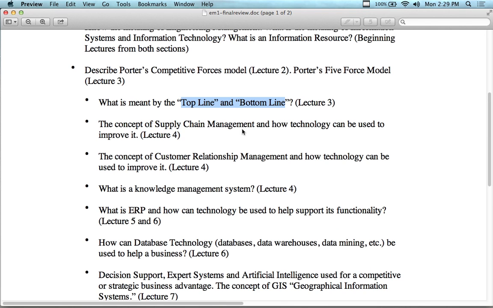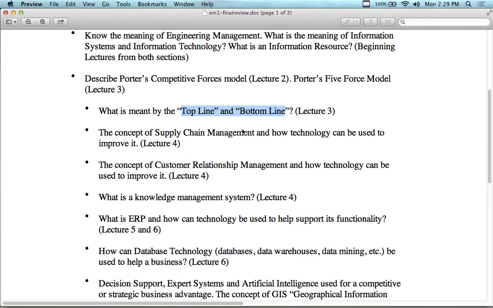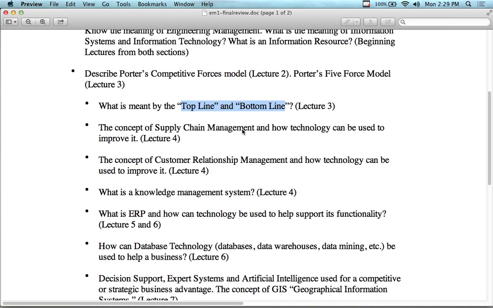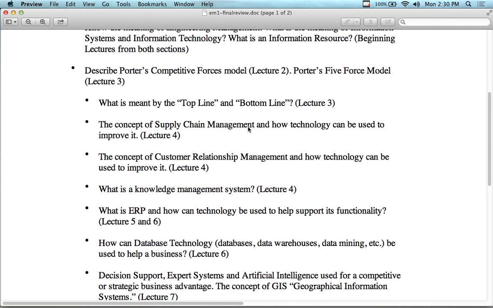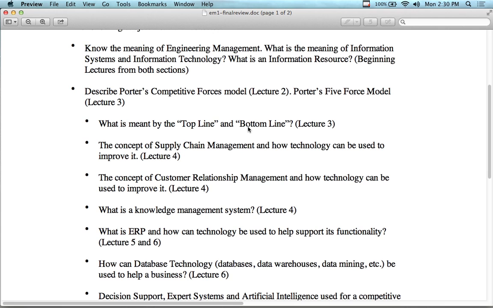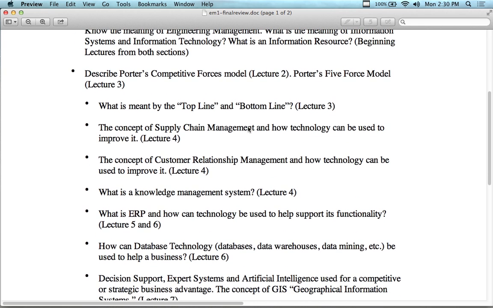Long story short. Any questions, just pop up, raise your hand, ask me questions as we go through this. Otherwise, I'm going to move right along. So if you don't like Porter's five forces model, or you don't like this top line, bottom line, I basically focused the questions on the lectures that I spent more time on. So that was the beginning of the course.